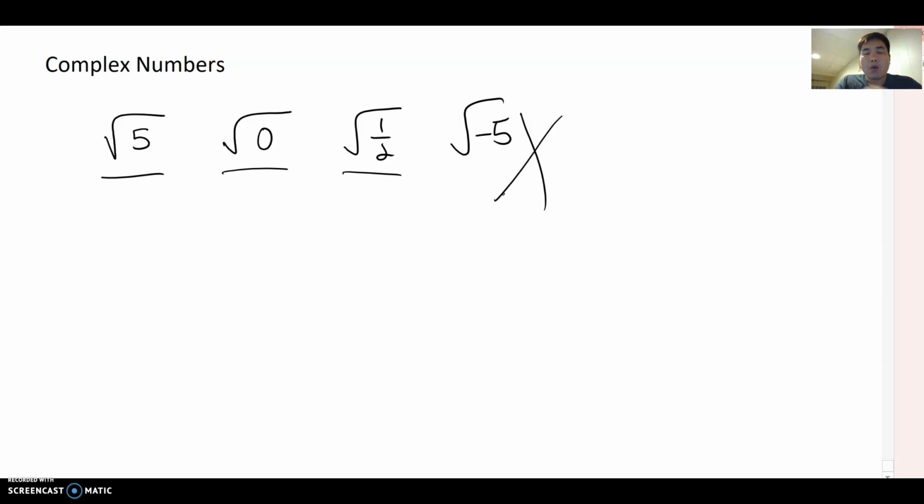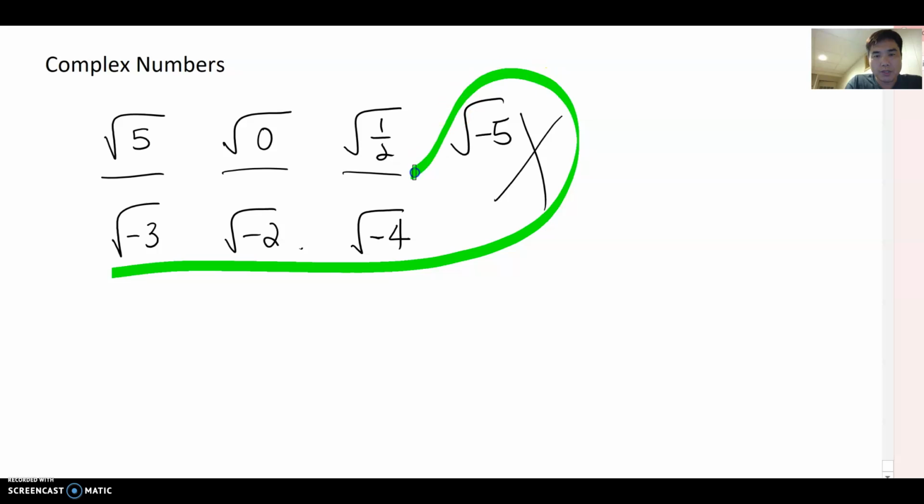And similarly, whenever we have any negative value inside of the square root, we cannot define an actual value. Okay? Such as root negative 3, root negative 2, even root negative 4, we still cannot define that. So all these values which we cannot define, we just call imaginary numbers.